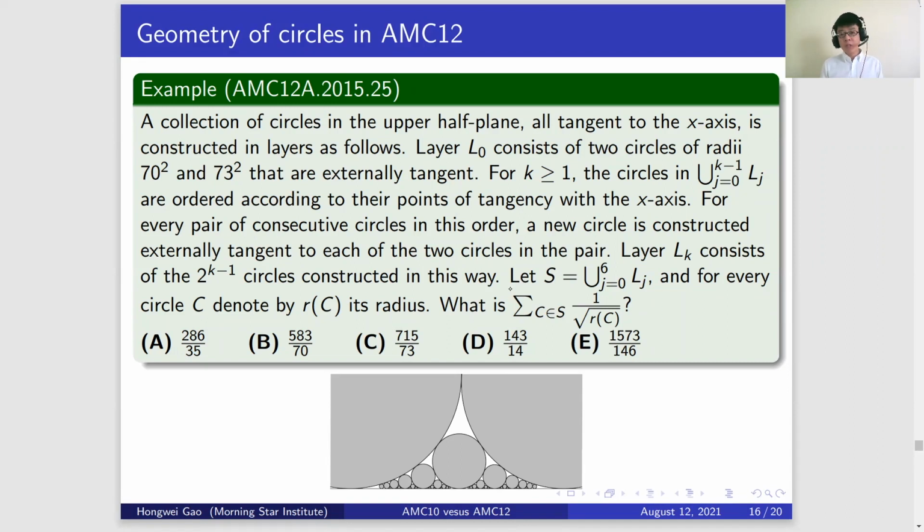Of course, in this particular problem, we just consider 7 layers, including the beginning two circles. The question here concerns the radii of all these circles. Notice that the scenarios from each step are very similar. That is, we have two tangent circles with a common tangent line. Then we draw a new circle tangent to all of them. Each such single step can be regarded as a standard AMC10 problem.